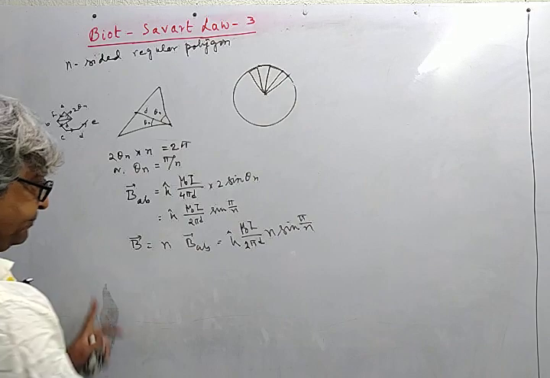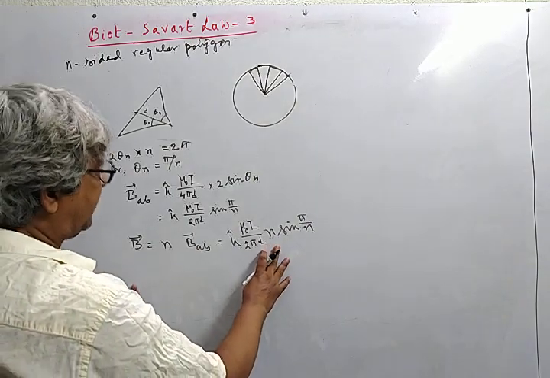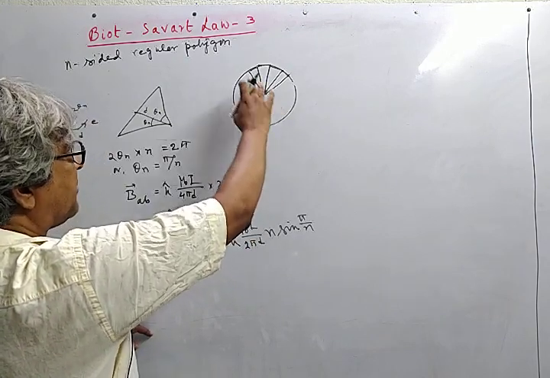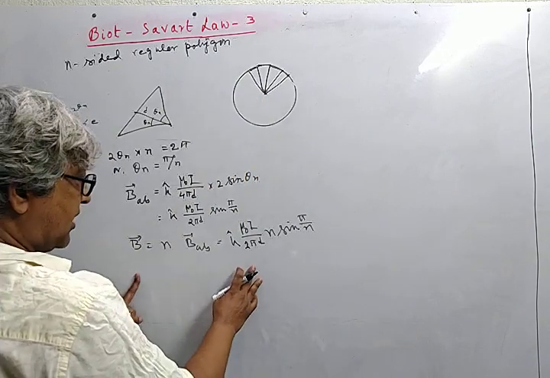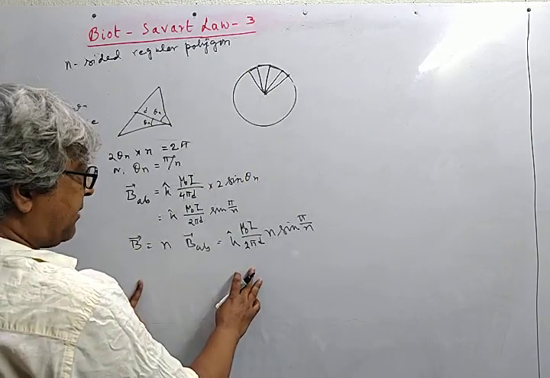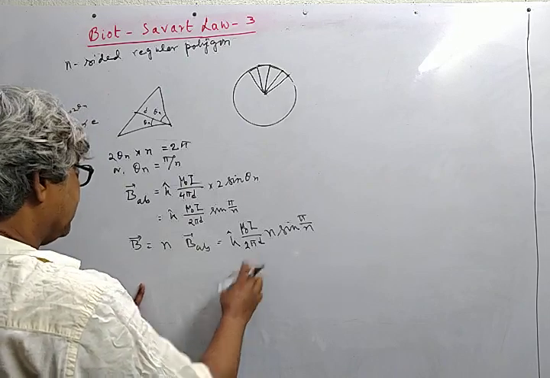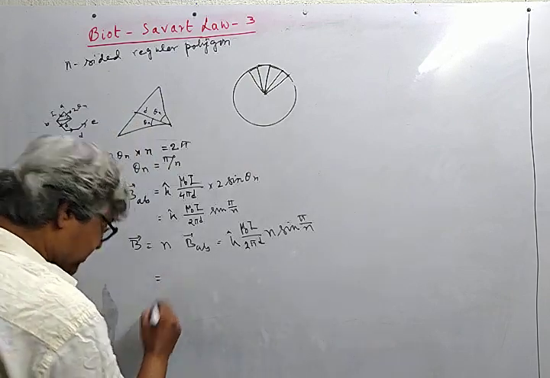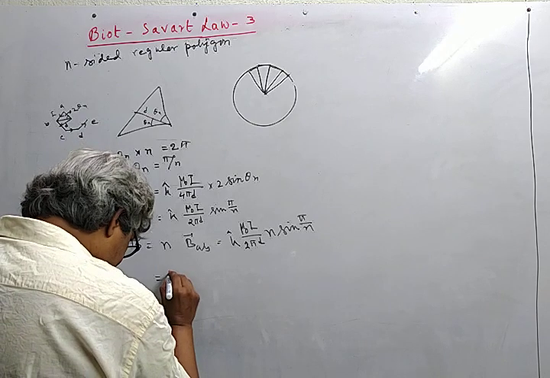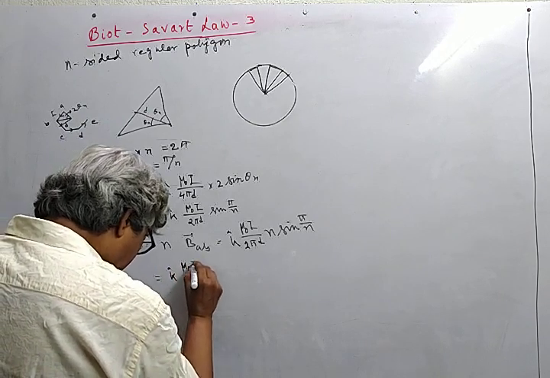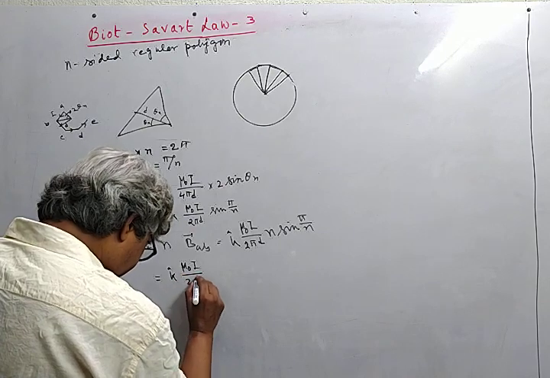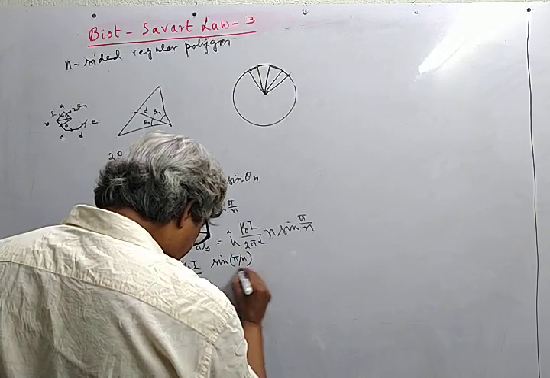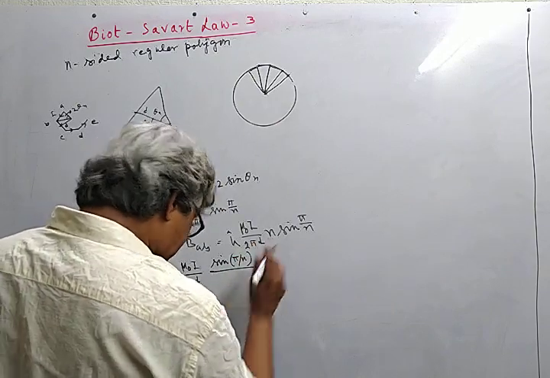So what we know is, if n tends to infinity, then the circle can be adequately represented by the regular polygon, and this result with n tends to infinity must corroborate with the result obtained for the field at the center of a circular conductor. To this end, we rewrite this expression as, this pi and this O.